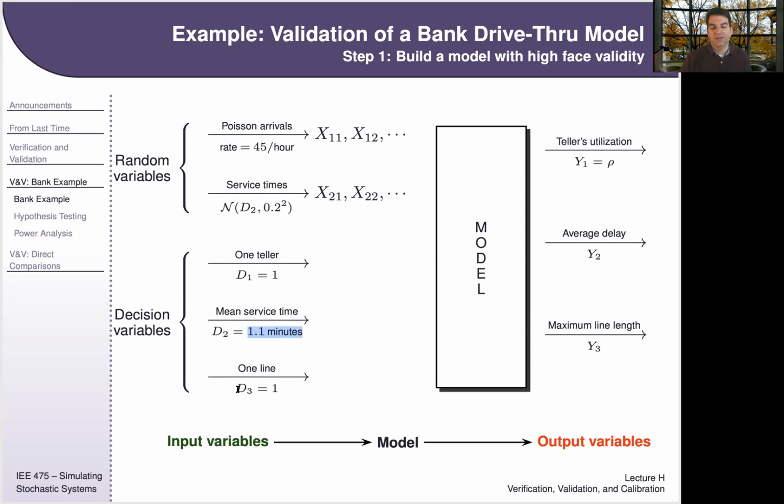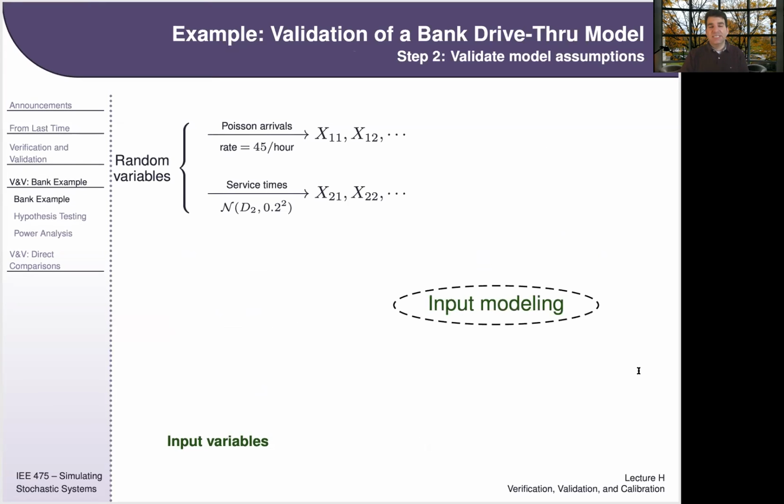And then a single line. So we've got a single teller and a single line. So those are our decision variables. Now on our outputs, we can measure how busy the teller is, the teller's utilization, what fraction of time the teller is actually doing work. We can measure the average delay of each of the customers coming through there, and we can see how big the queues are, so the maximum line length over time.